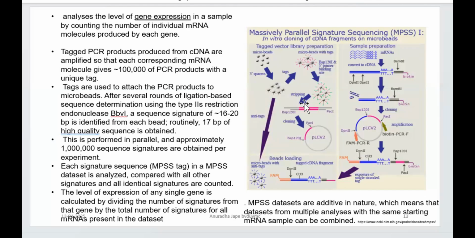Now here tagged PCR products which are produced from the cDNA are amplified, right? Tag products are amplified. So each corresponding mRNA molecule will give up to 1 lakh PCR products of that molecule along with the unique tag. So one mRNA will be converted into 1 lakh cDNA copies of it along with the tag, right?